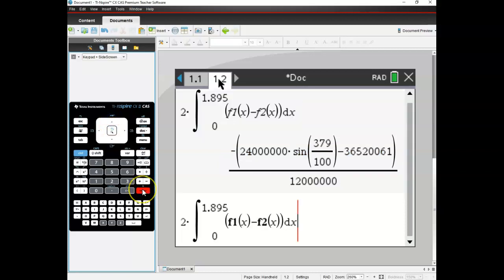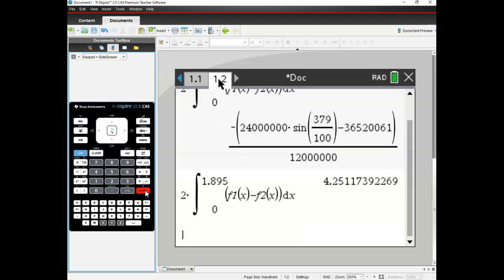I want to come up here and then approximate it. I get 4.251. And notice, even if I rounded my limit to 3 decimal places, it's giving me an accurate representation of that area to 3 decimal places, because that's just the way they're going to set their tolerances on problems like that, okay?